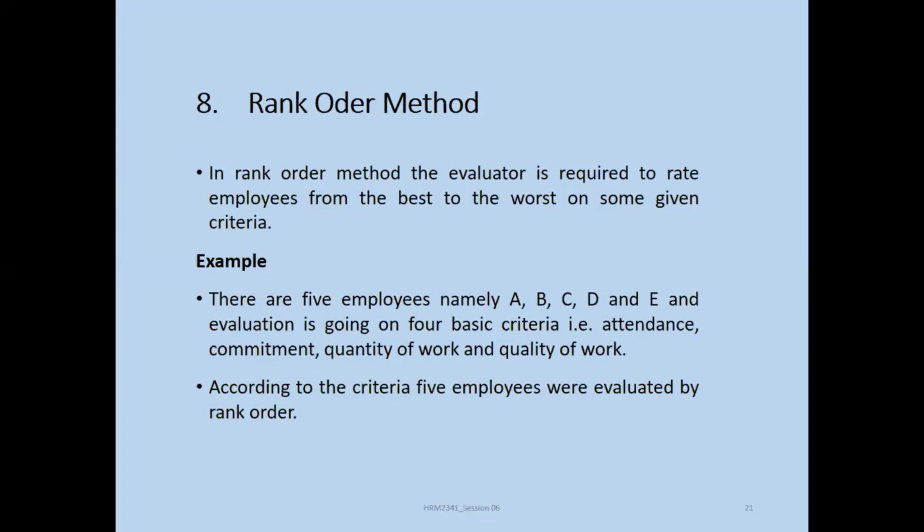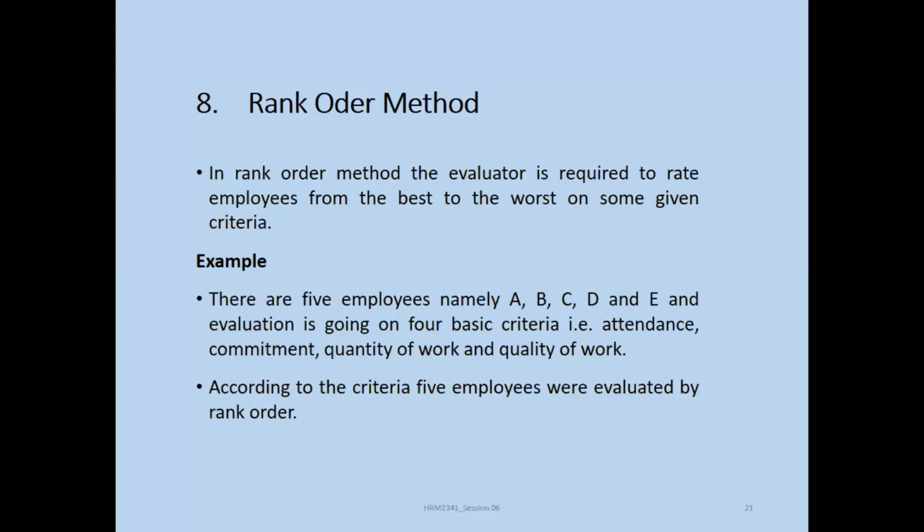The eighth method of performance evaluation is the rank order method. In the rank order method, the evaluator is required to rate employees from the best to worst on some given criteria for some time on the overall performance. With an example, you can easily understand what the rank order method is. In my example, there are 5 employees, A, B, C, D, and E.